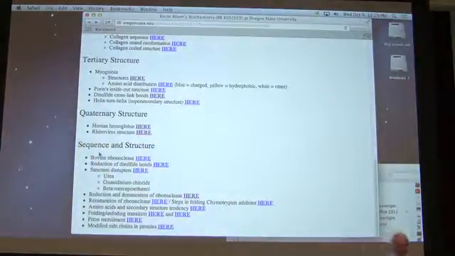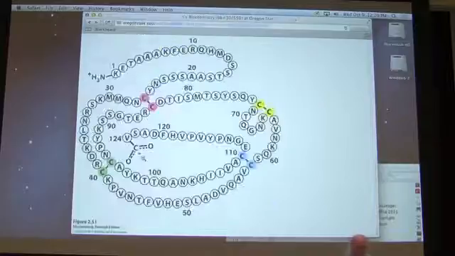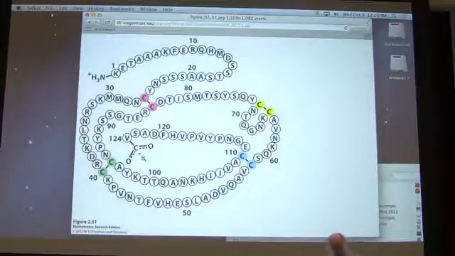Well, let's go back and talk about ribonuclease. Ribonuclease is of interest on several levels, and it's also because it gives us some information about the structure of proteins. Here it is again, and you can see the disulfide bonds that I described to you earlier.